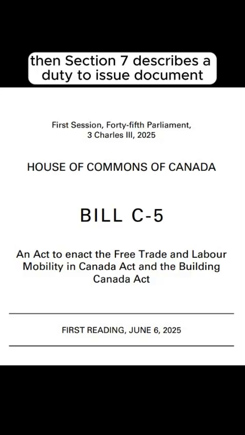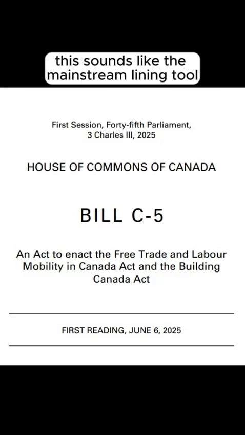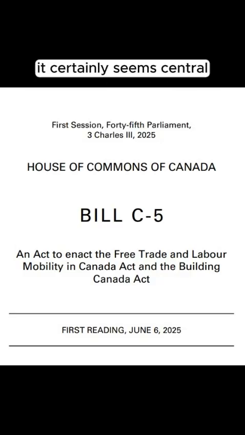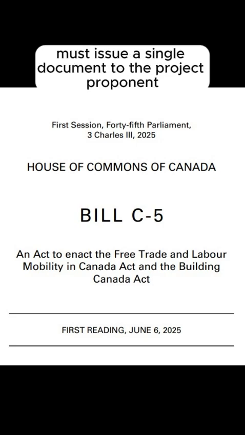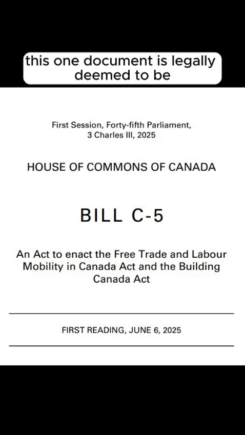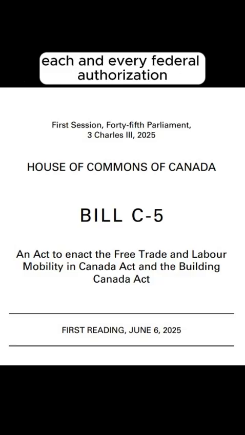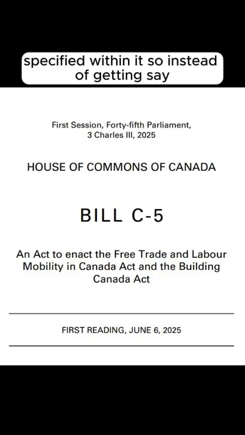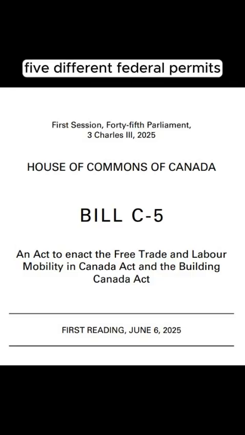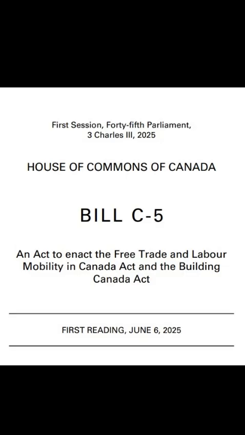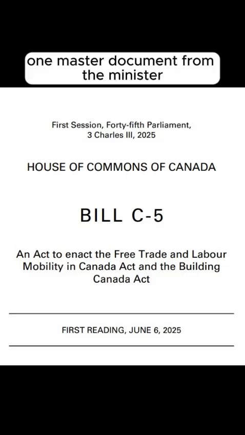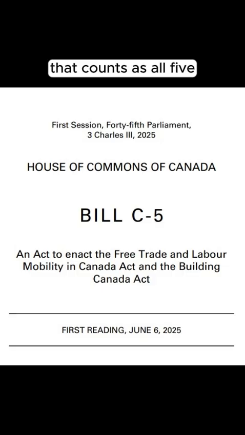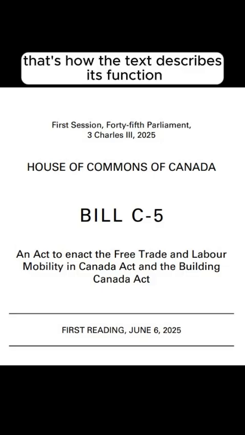Then Section 7 describes a duty to issue a document. This sounds like the main streamlining tool. It certainly seems central. Section 7.1 says the minister must issue a single document to the project proponent. And Section 7.3 states this one document is legally deemed to be each and every federal authorization specified within it. So instead of getting, say, 5 different federal permits, the proponent gets one master document from the minister that counts as all 5. That's how the text describes its function, yes.